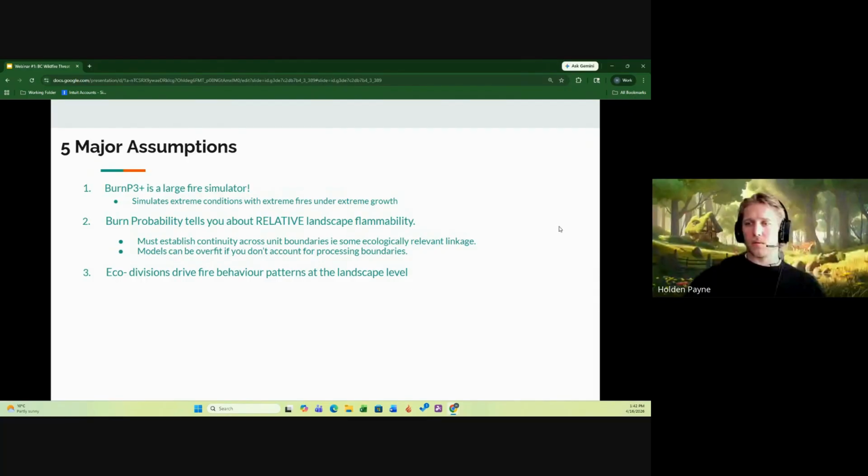And so, yeah, eco divisions are what we used under the hood in the model to drive our fire behavior patterns at the landscape level, and it allowed us to compare across the province. And then in this model, again, we must assume fires are non-suppressible because we can't account for modeling suppression in this model. It's a bit of an oversight in burn probability modeling, certainly in Burn-P3. But if you can account for that error and factor it in going into it, I think it can be managed in the model.